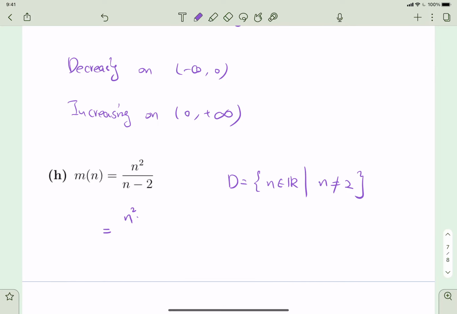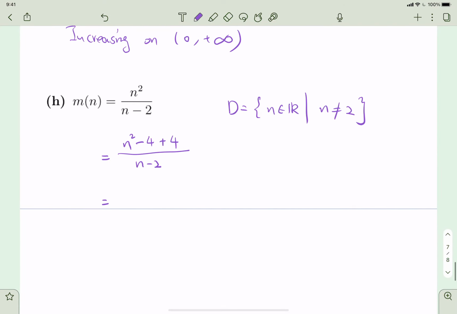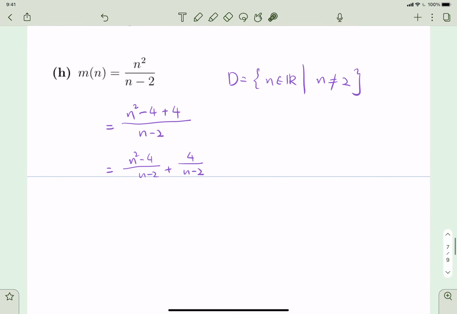I'm gonna create something here. This is -4 and +4. So I'm gonna do that on the top, right? So that I can split this into two things, n squared -4 divided by this, and +4 divided by that. Okay. Notice that here, -4 and +4 does nothing, right? So this is equal to the previous expression. The reason I am doing that is because I want to create the difference of squares formula, make use of the formula here.